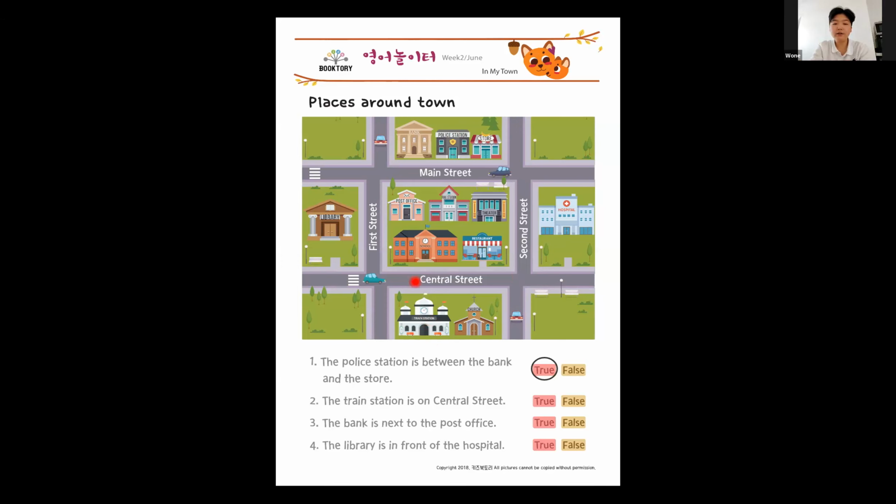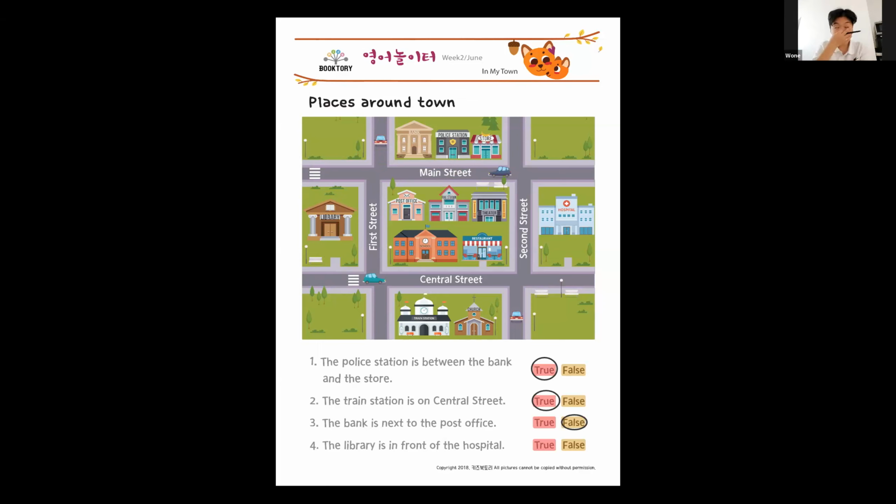So yes or no? Yes. All right. So we're going to say that it's true. Number 3, the bank is next to the post office. Next means right next to me. It's right by me. It's right on my side. So let's look for it. Where's the bank? Here's the bank. It's next to the post office. So is there a post office here? No. What about here? No, that's the police station. So is this true or false? This is going to be false.